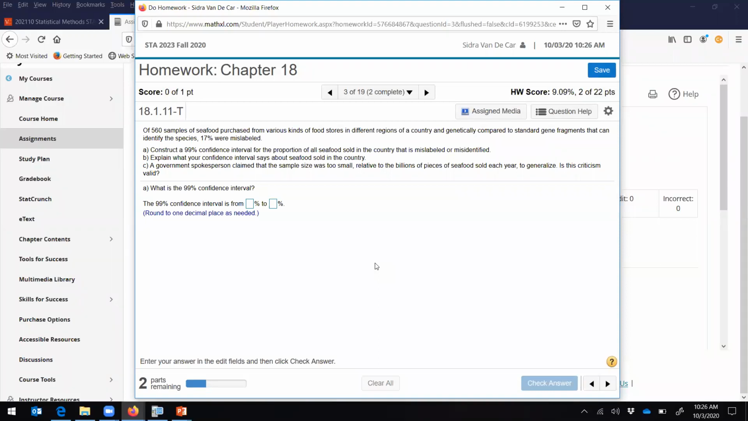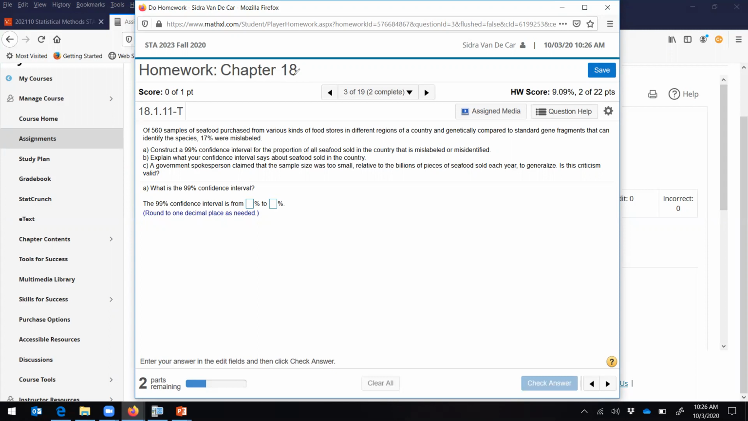Of the 560 samples of seafood purchased from various kinds of food stores in different regions of a country, compared to standard gene fragments that can identify the species, 17% were mislabeled. Okay. We want a 99% confidence interval for the proportion of all seafood sold in the country that is mislabeled or misidentified. There are two ways I can do this. I can use my calculator or I can do it by hand.